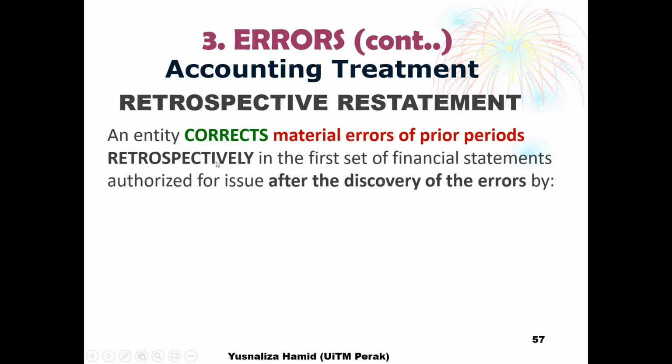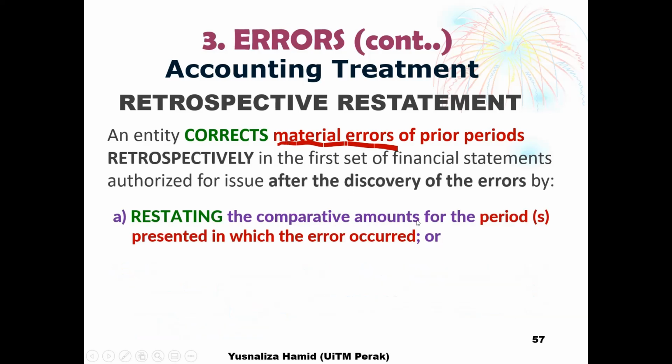What is retrospective restatement? Retrospective restatement means an entity does the correction of the material error of the prior period retrospectively in the first set of financial statements after the discovery of the errors. How? By restating the comparative amounts for the prior period presented in which the error occurred. So you need to go and restate, let's say, the retained profit if the error has affected the retained profit. And that was maybe the comparative amount this year versus the one in the prior period.